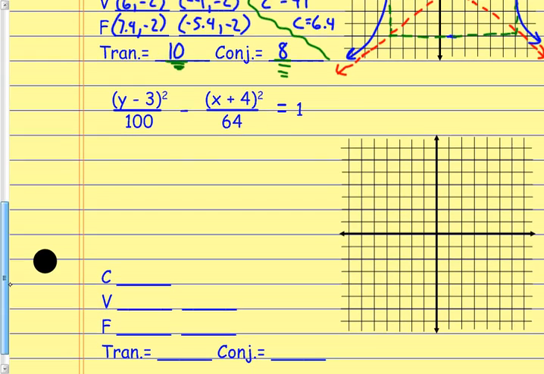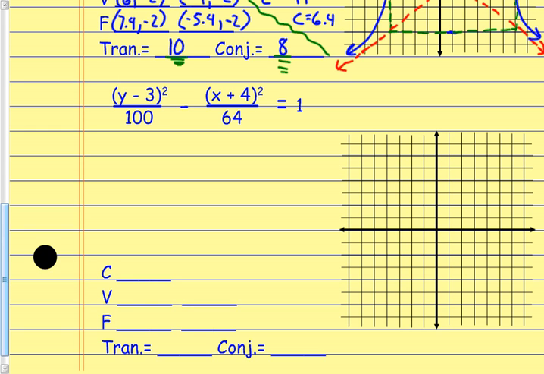All right? When I first look at this one, I can see that the y value shows up first. So this one is going to be vertical. The center then, I can see that with my y value, I've got the 3. So that's the y value for my center. And then the x value is negative 4. So it's negative 4, 3. Again, x is with x and y is with y.